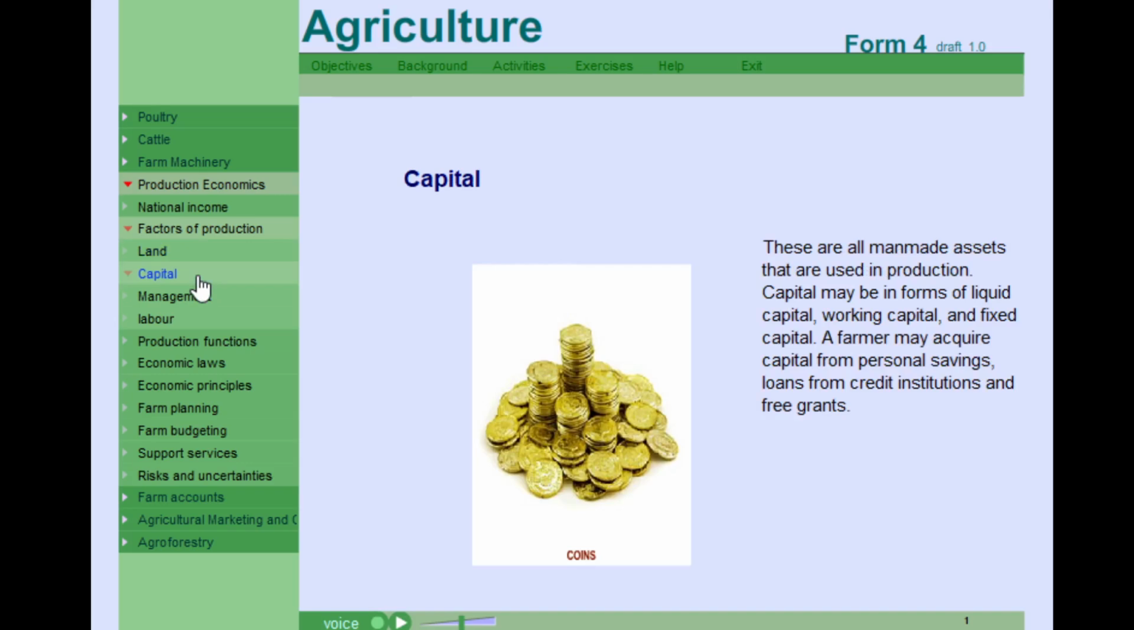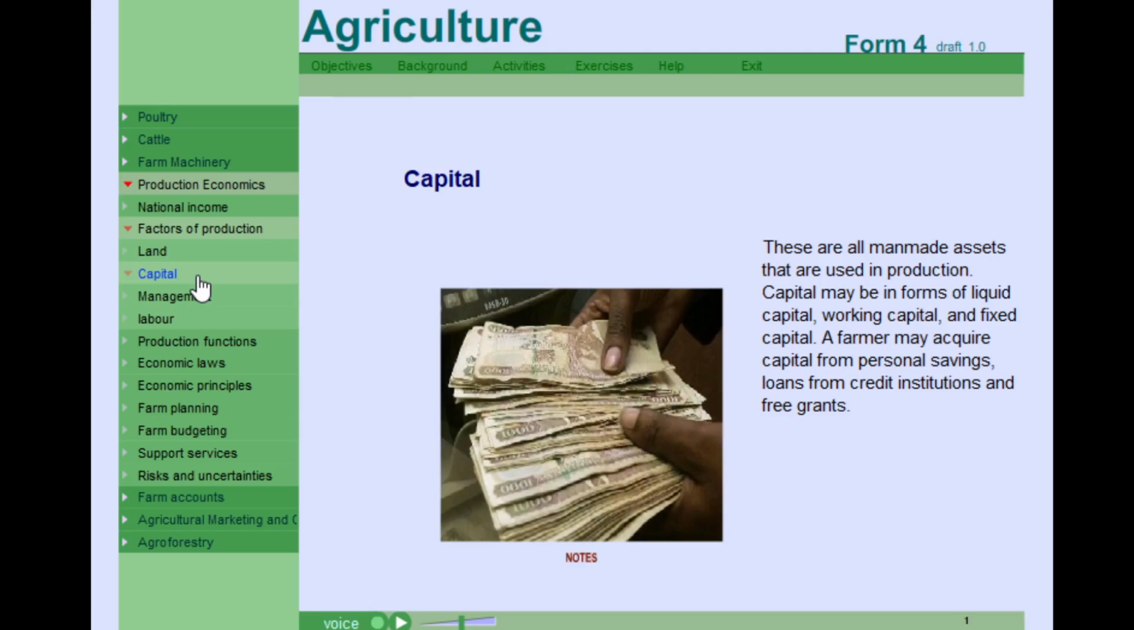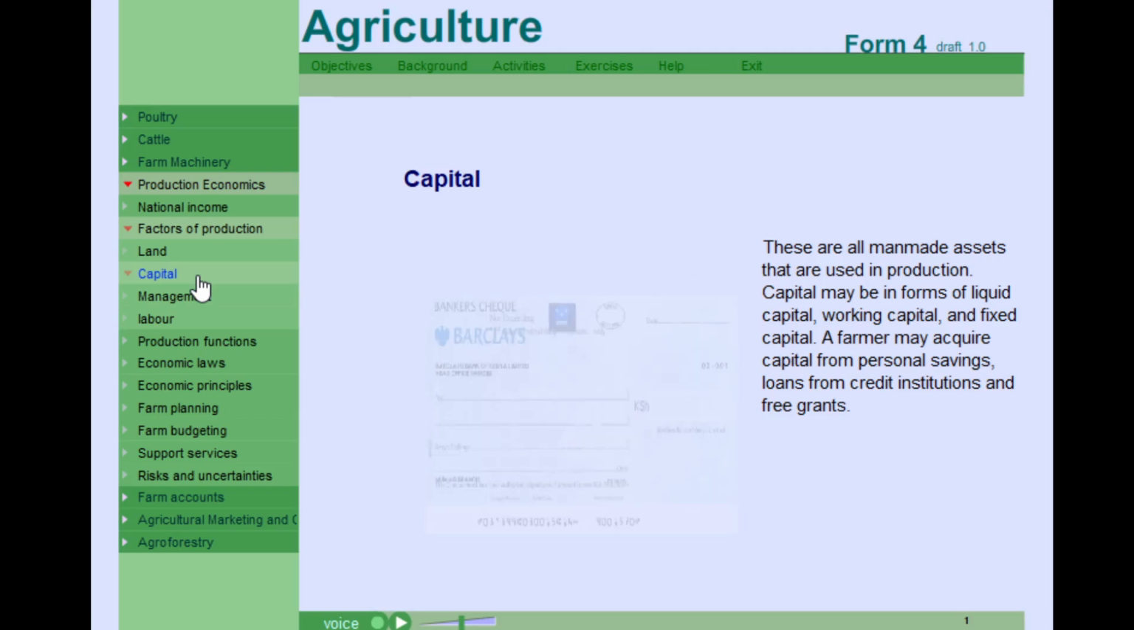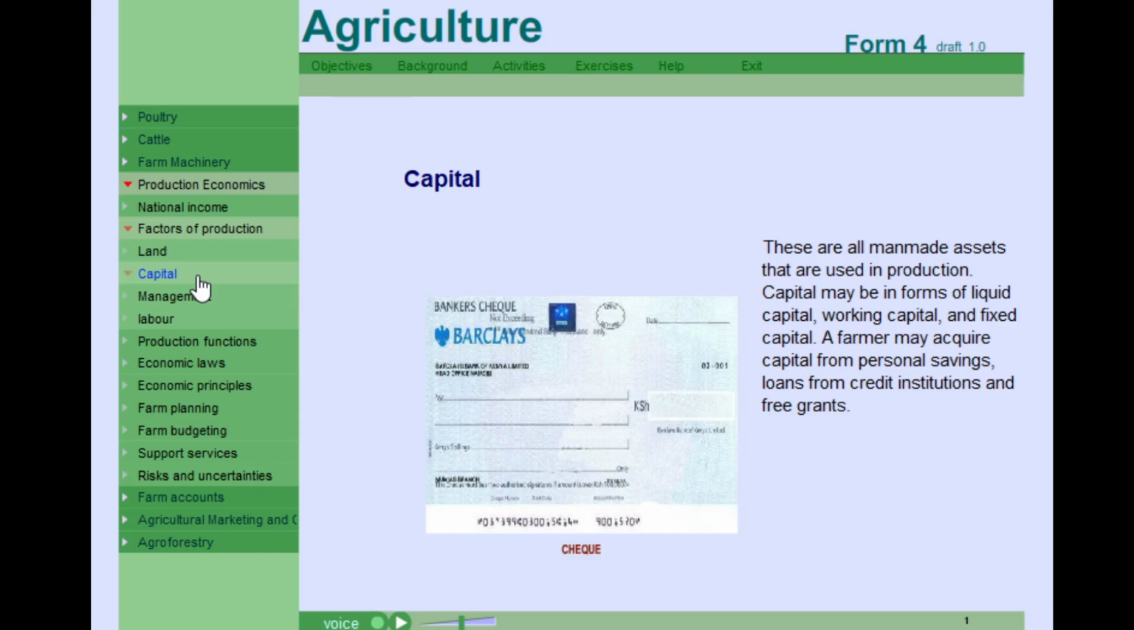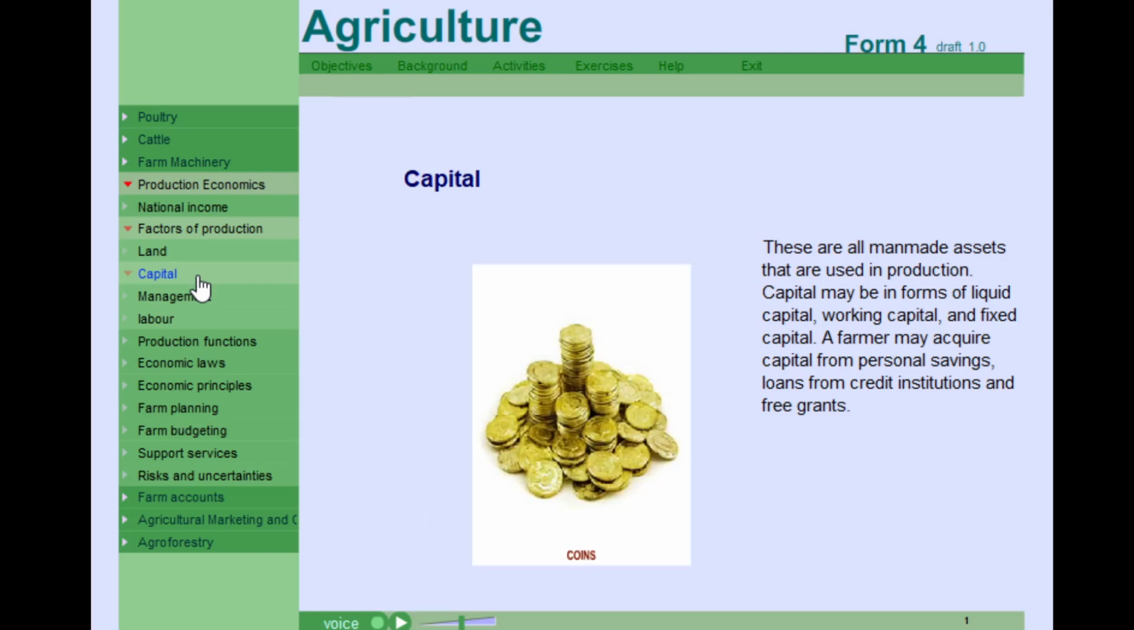Capital. These are all man-made assets that are used in production. Capital may be in forms of liquid capital, working capital, and fixed capital. A farmer may acquire capital from personal savings, loans from credit institutions, and free grants.